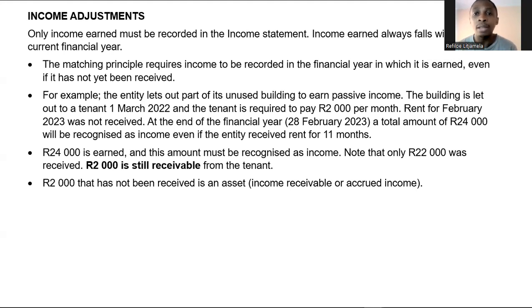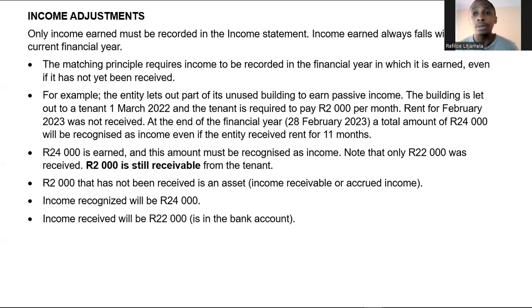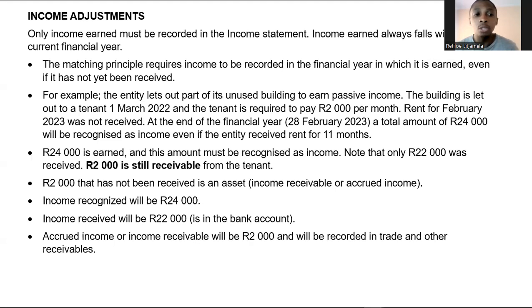Now, income recognized will be 24,000, and this 24,000, we are going to record it in the statement of profit or loss as rent income for the current financial year. However, in our bank account, we only have 22,000 rand because that's what we have received. We have received rent only for 11 months. As I've said, the other 2,000 rand will be accrued income or income receivable, and will be recorded in trade and other receivables.